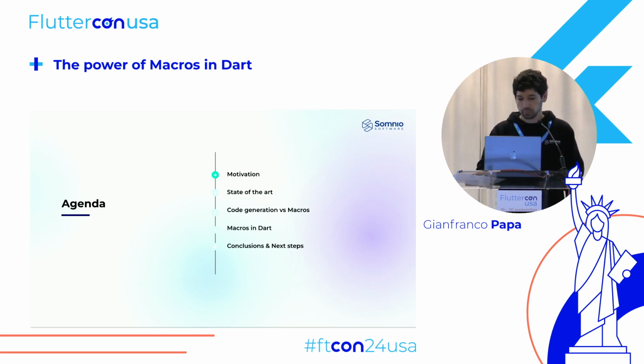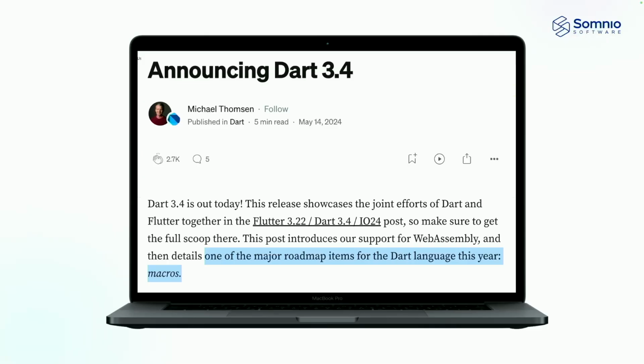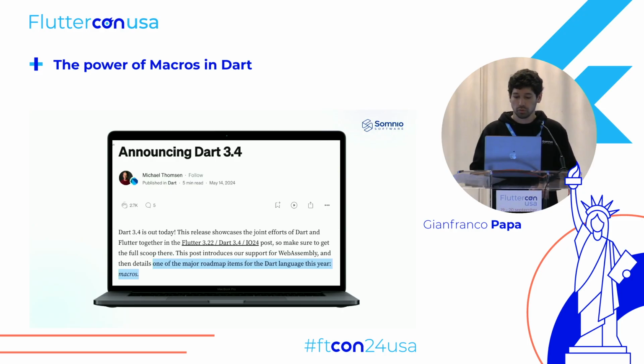So the motivation for the talk today is that macros is a really new feature that was announced at Google I/O this year, back in May. There was a really nice blog introducing Dart 3.4. As the blog says, this is one of the major roadmap items for the Dart language this year. Even though it's not going to be fully released this year, they said it will be fully released beginning next year. I think it's worth talking about it because it's going to be a major change in the way we develop our apps, right?